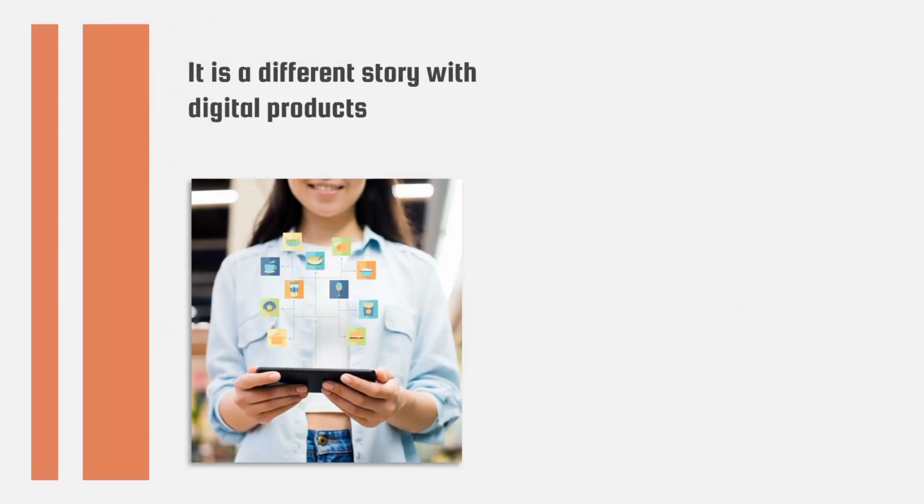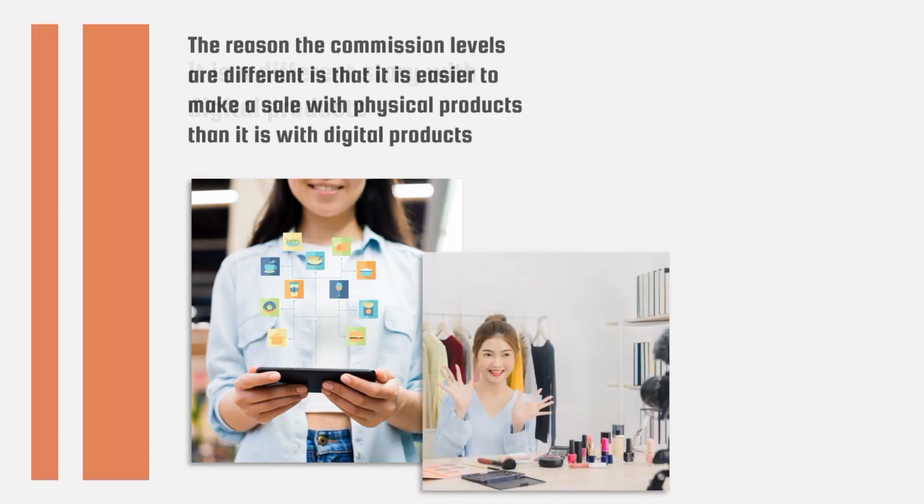It is a different story with digital products. A digital product can be a how-to guide, a training course, software, and so on. Typically, you can earn 50% commission or higher with digital products. This can range from a few dollars to hundreds of dollars for higher ticket sales. The reason the commission levels are different is that it is easier to make a sale with physical products than it is with digital products.